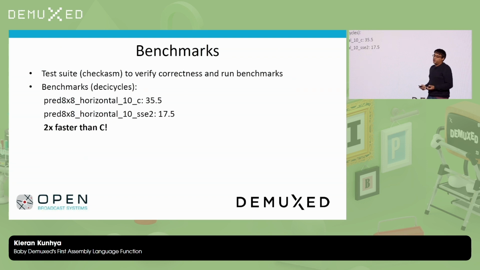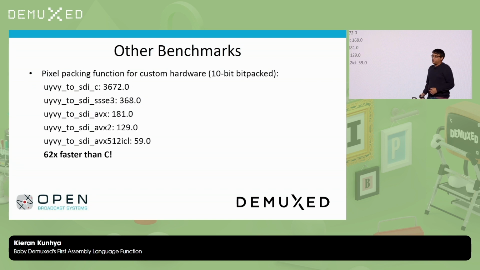So we have a test suite known as checkASM that verifies correctness and runs benchmarks. I won't pretend that this very simple function is miraculously fast, but it's about 2 times faster than C, which is nice. But let's look at some more interesting stuff from the real world.